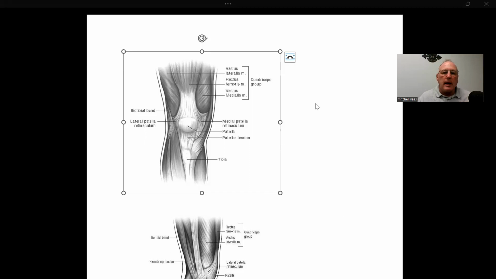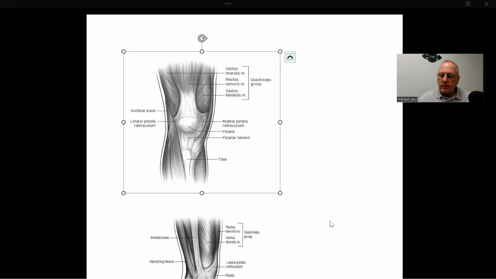So if we're looking at this first picture, we're noticing that here's the kneecap, and you see this is the quad tendon, and this is the quadriceps muscle, the front thigh muscle. So what you see is that the kneecap is actually connected to the quadriceps front thigh muscle through the quad tendon.